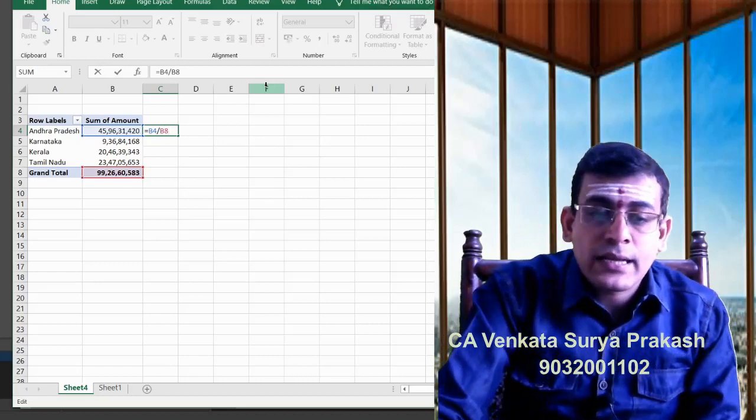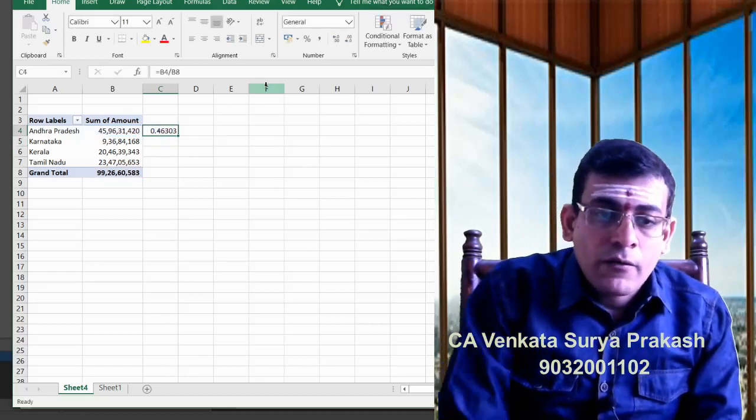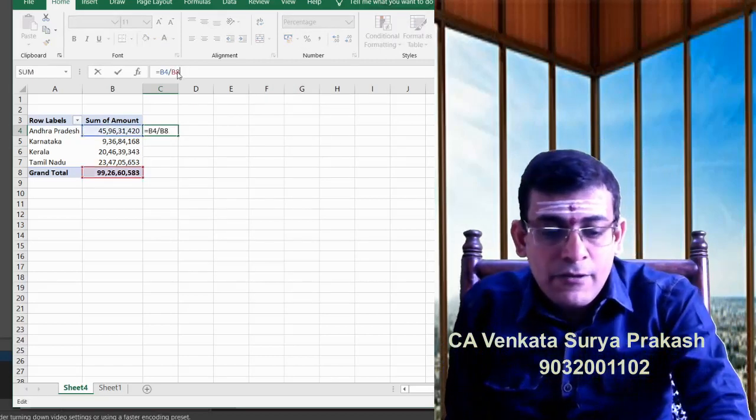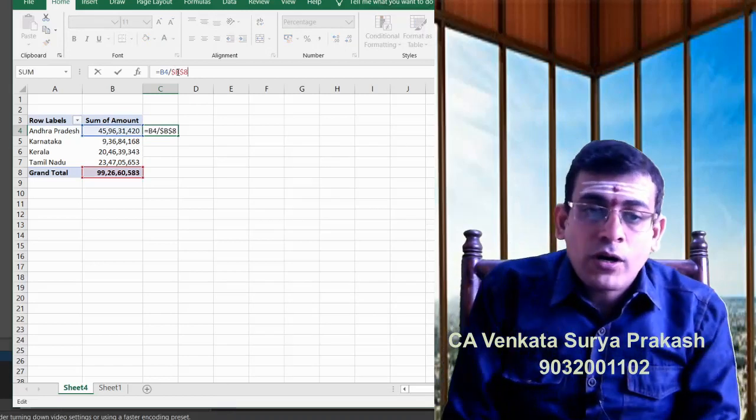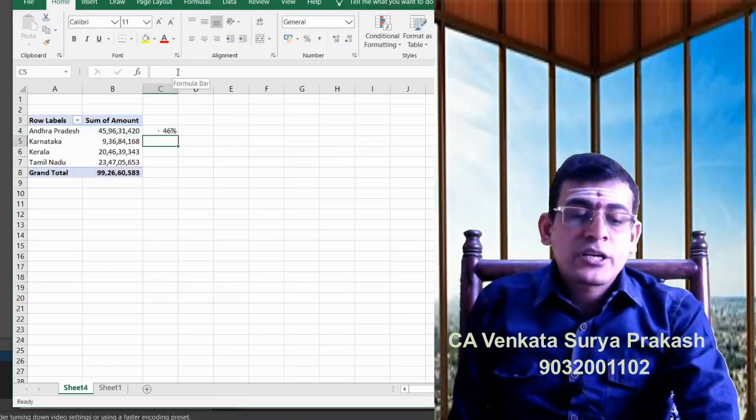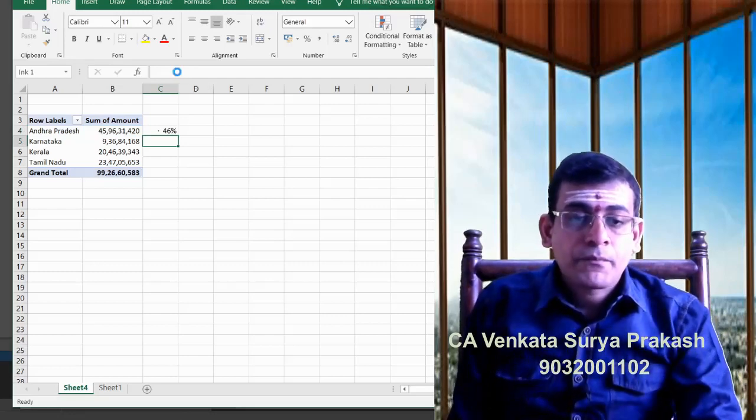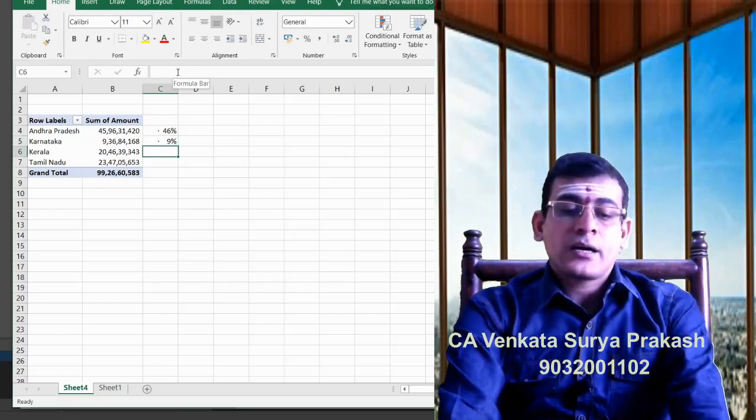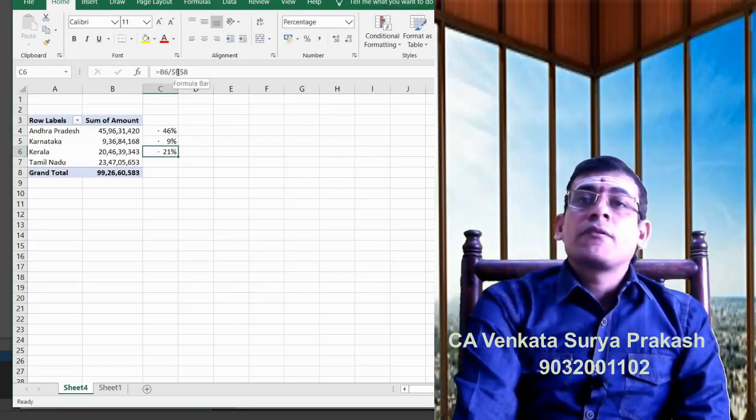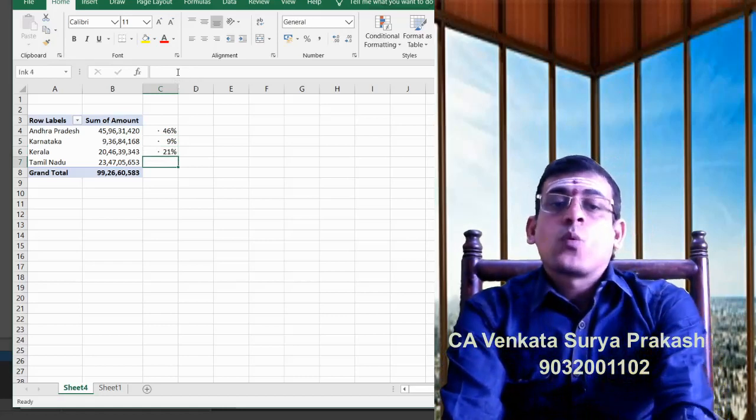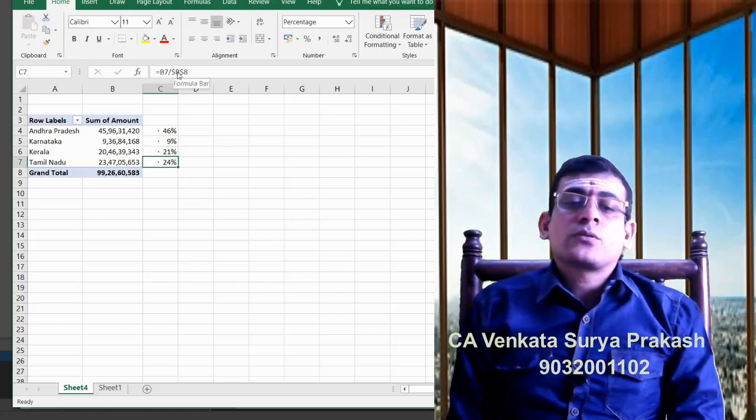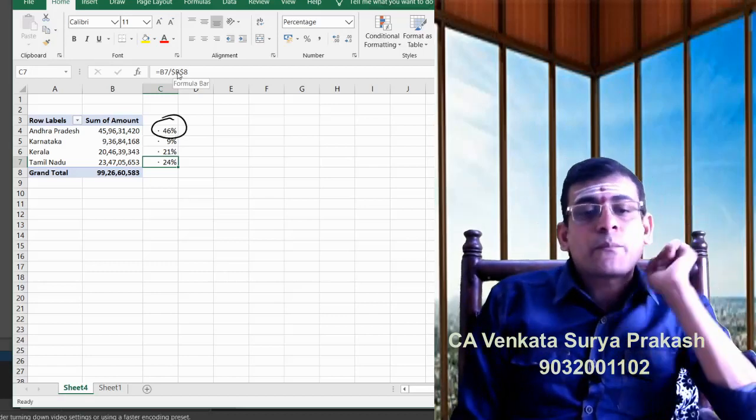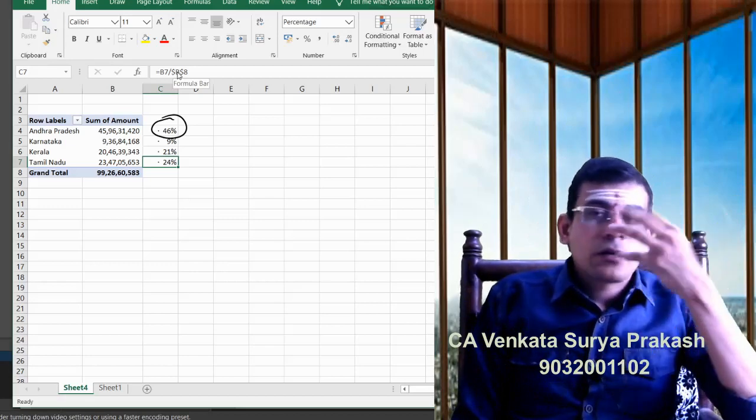Here I'm trying to ascertain the percentage. From Andhra Pradesh alone, you are getting nearly 46% of revenue. You are generating 9% of revenue from Karnataka, 21% from Kerala, and 24% from Tamil Nadu. That means the maximum share of revenue you are getting is from AP, so I have to focus more on AP. And from Karnataka, my share is less. I don't know the reasons.